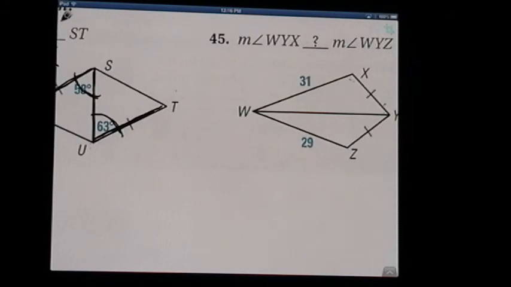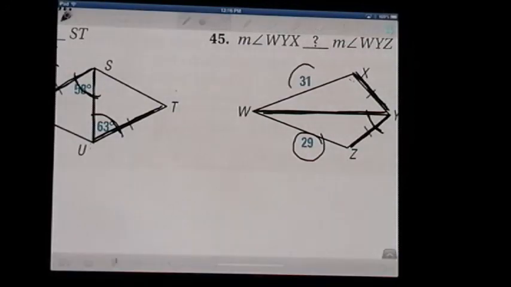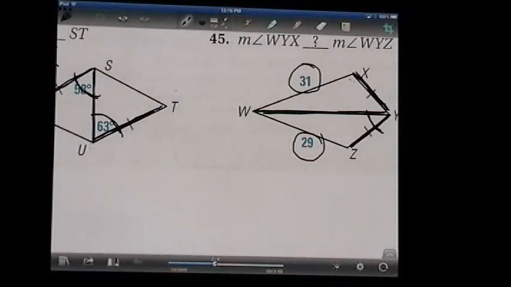Okay, and looking at the last one, again we have congruent sides. WY is congruent to itself, and YZ and YX are congruent to each other. Now this is going to be the Hinge theorem in reverse, because this is the lower number, this is the smaller angle. So this is asking the measure of WYX. WYX is going to be larger because of the larger number than WYZ.